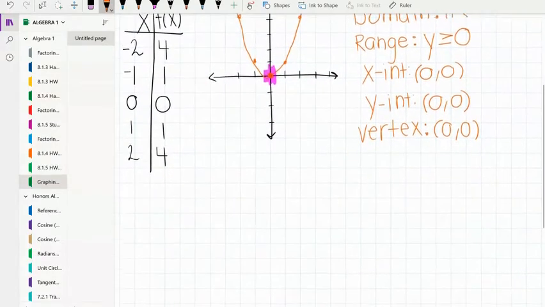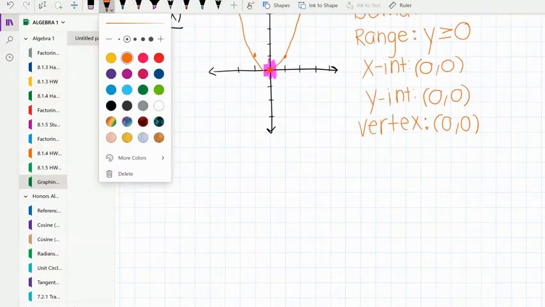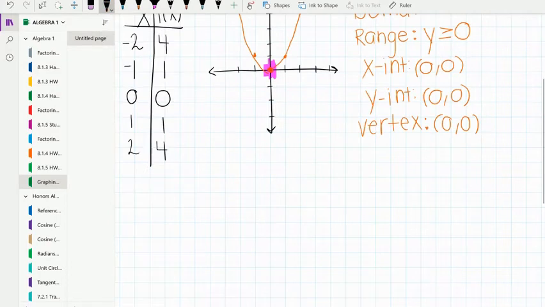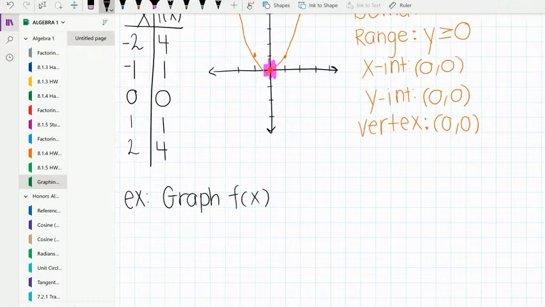Now we're going to look at one more graph, but now it's not going to be the parent function. This time we want to graph f of x equals x squared minus 2x minus 3.